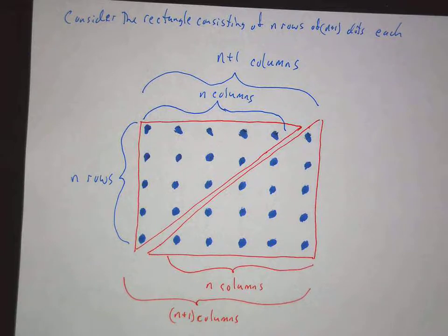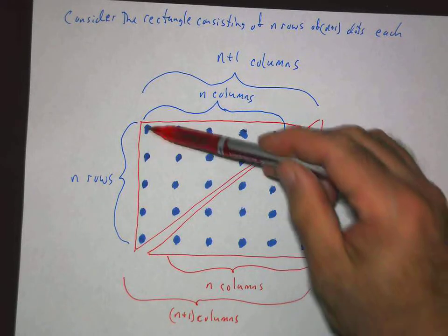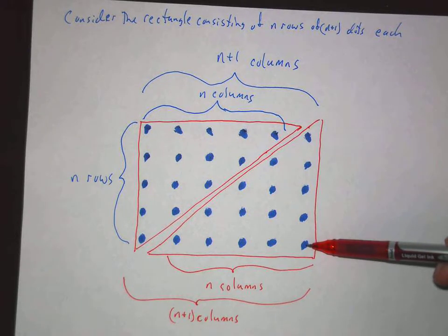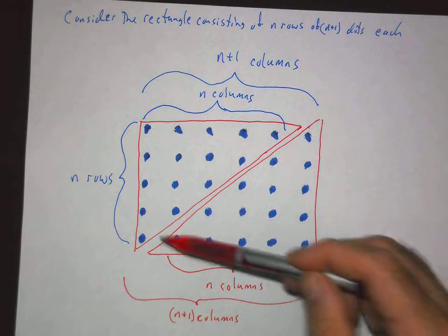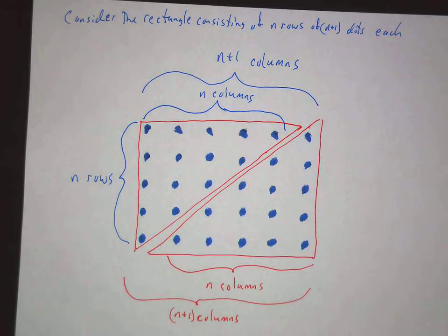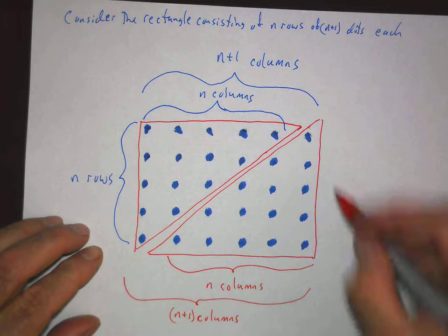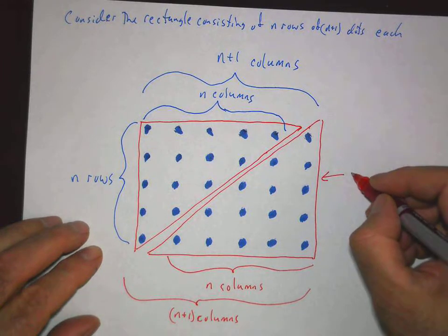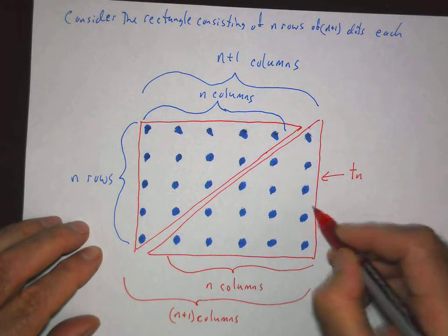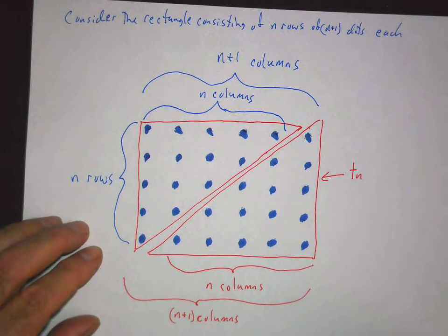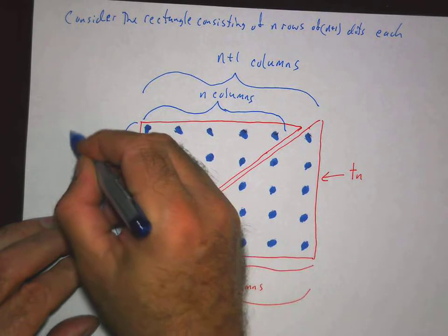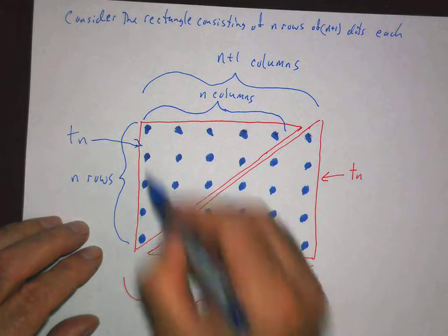Now, both of these triangles have n rows. From the original rectangle, they span from the bottom row to the top row of dots. So each one of these right isosceles triangles has n rows and n columns. So this guy is t sub n. And you know what? This guy over here is t sub n also.